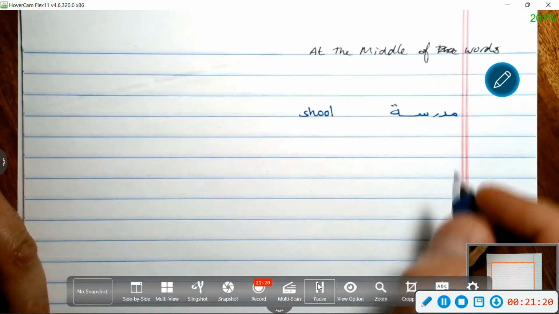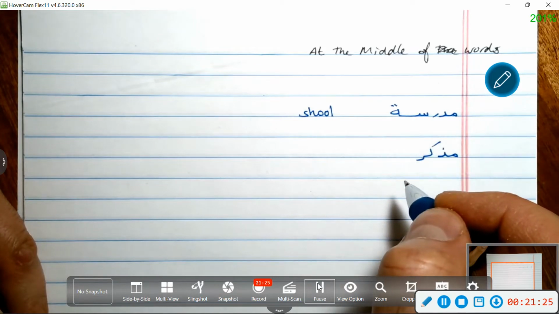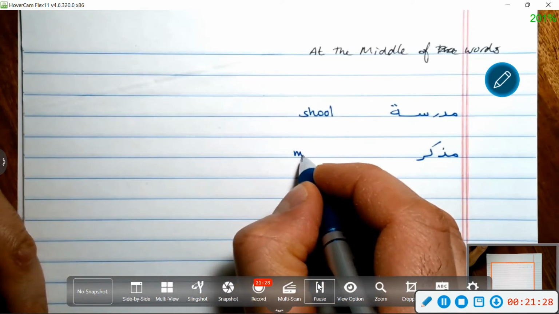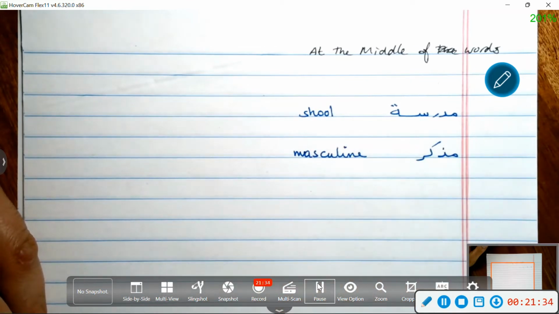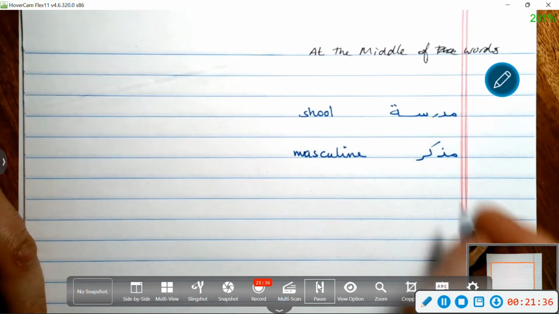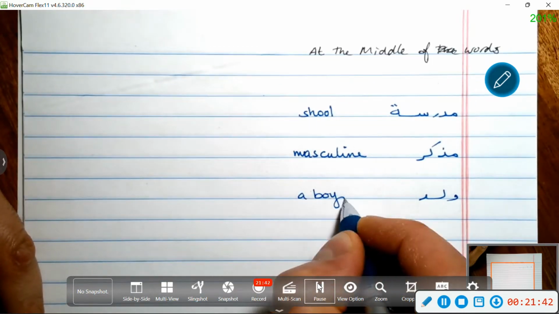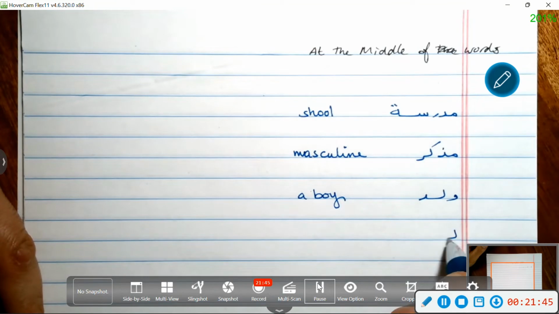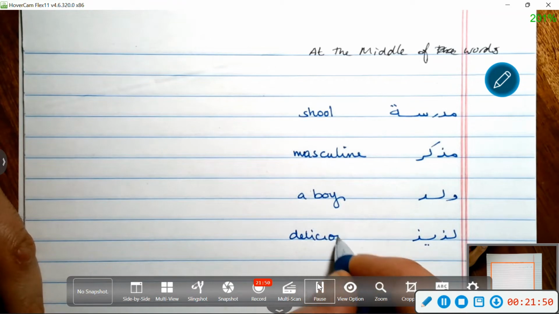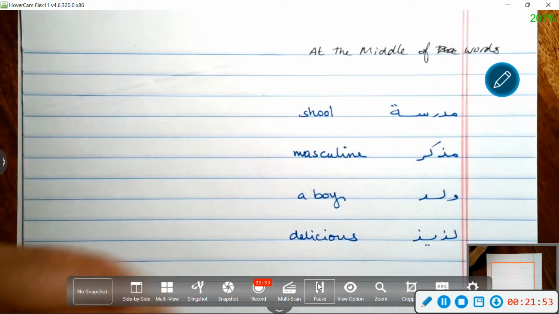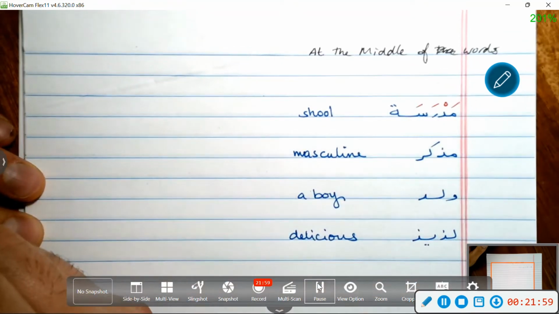Mudakkar, which is masculine. We have walad, a boy. And we have ladid, mean delicious. Let's put harakat. Madrasa, madrasa.